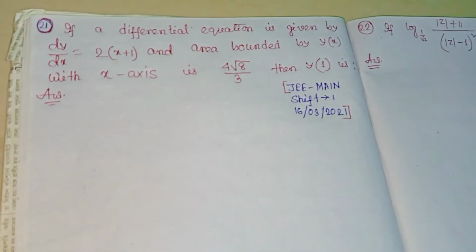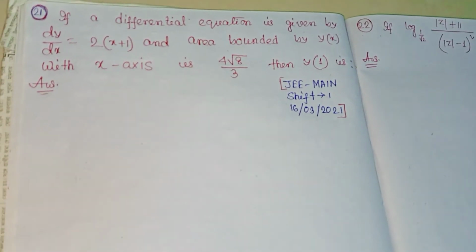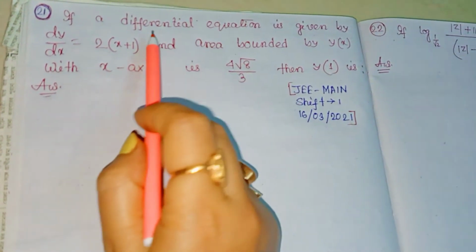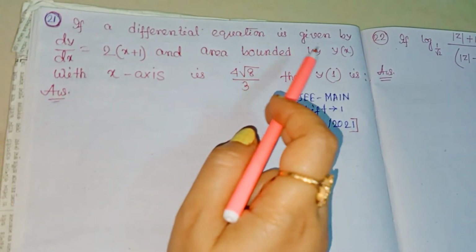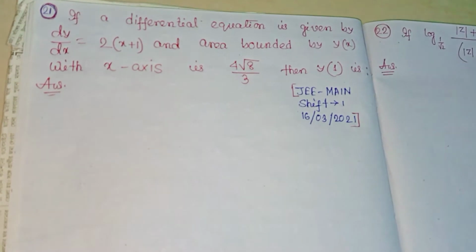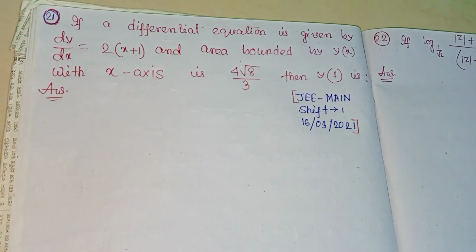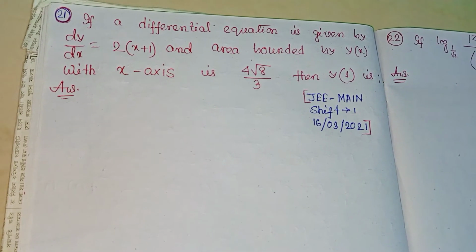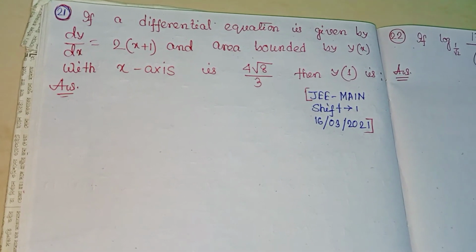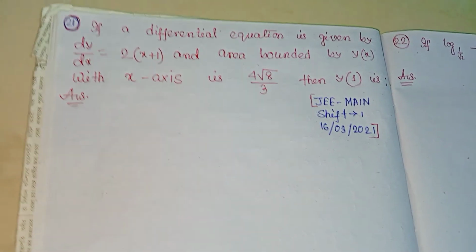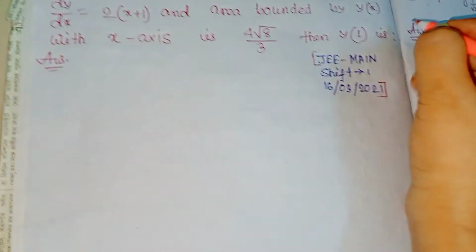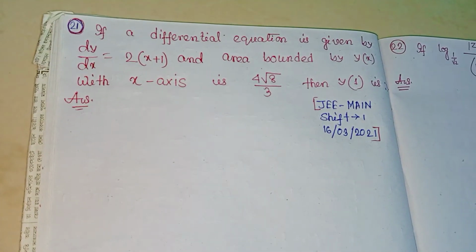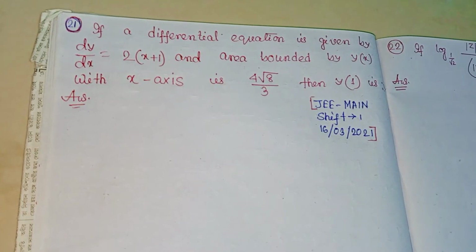Today we solve JEE Main Shift 1, 16th of March 2021 question. Question number 21. If a differential equation is given by dy/dx is equal to 2x plus 1 and the area bounded by f(x) with the x-axis is 4 root 8 by 3, then y(1) is equal to what? So this is the question in the house of area bounded by the curve.